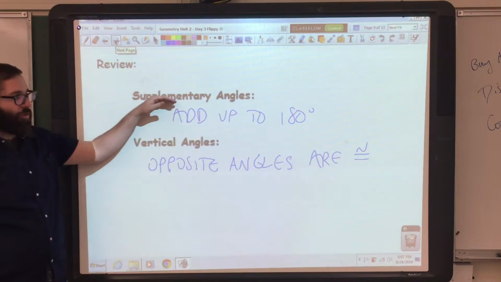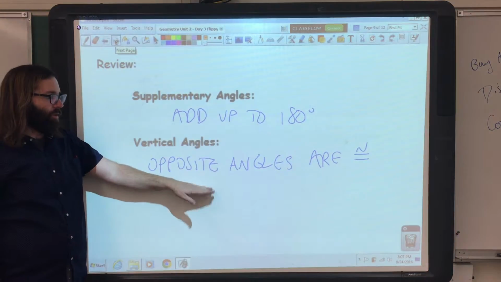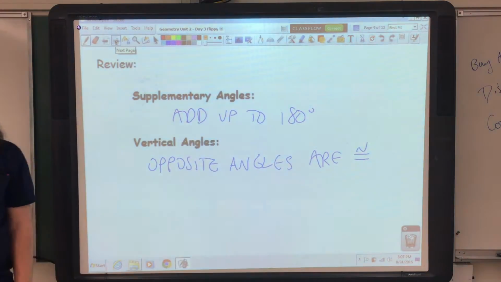And just to review, supplementary angles add up to 180. Vertical angles, the opposite angles, are congruent.